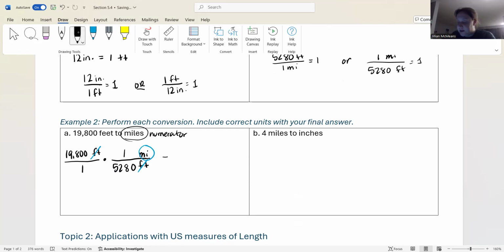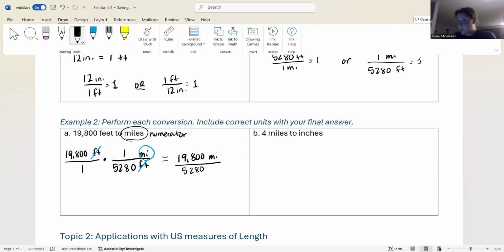All right, so let's clean this up a little bit. If I were to just multiply across, I get 19,800 times 1 mile. And then in the denominator, I get 1 times 5,280. And I have no other units, just miles in the numerator. So we want to write it like this.